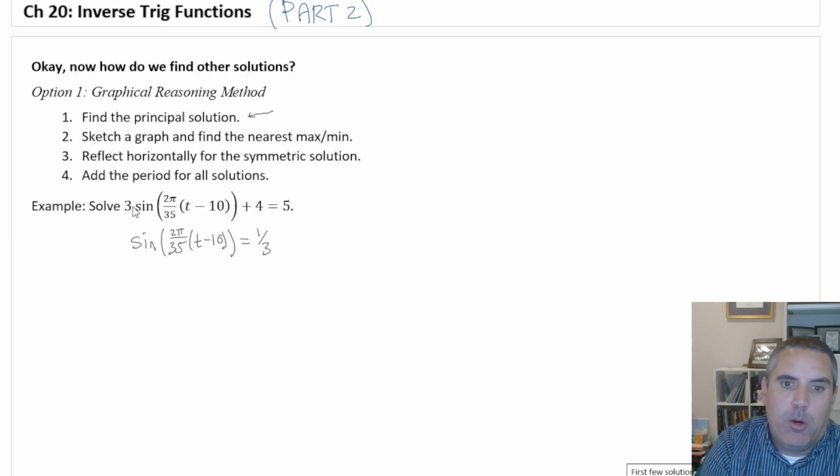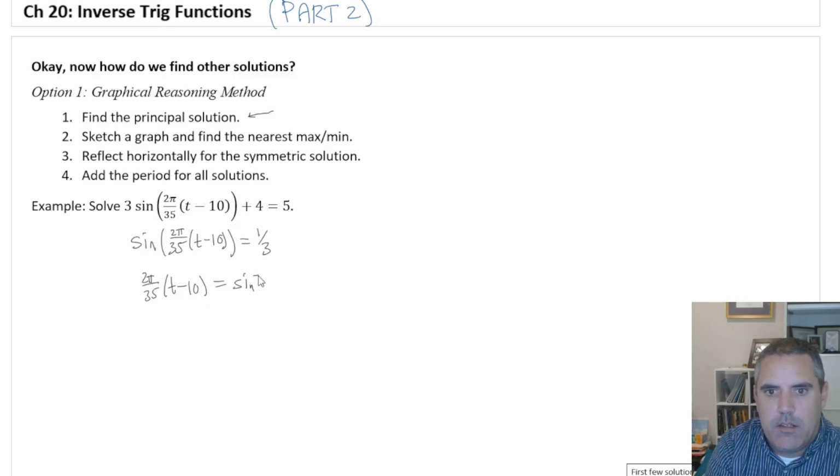So now we're at a key moment. The moment we hit this button, we are going to lose some of the solutions. We know that, but that's fine. So we're going to say 2 pi over 35 t minus 10 is equal to inverse sine of 1/3.